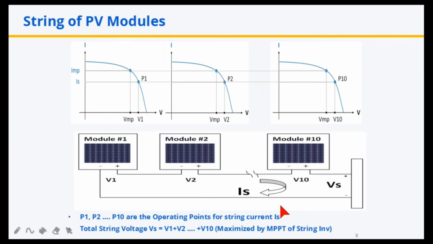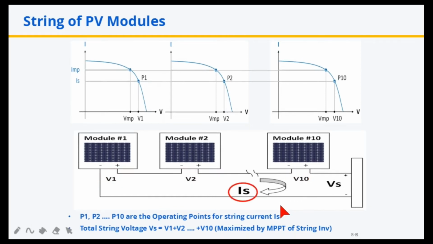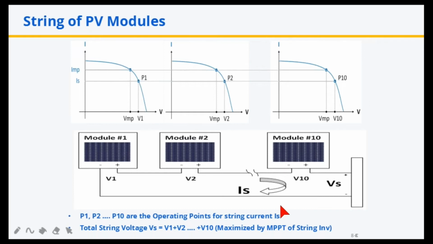Let us now see what happens when we have a string of PV modules. Here is a string of 10 PV modules. The voltages at the output of the 10 modules are denoted as V1, V2, V3 and so on up to V10. The current at the output of all the modules is the same. It is denoted as IS, which stands for string current. The IV curves of the 10 modules are shown on the top. We can use these curves to find out the operating point of all the modules. Let us see how.